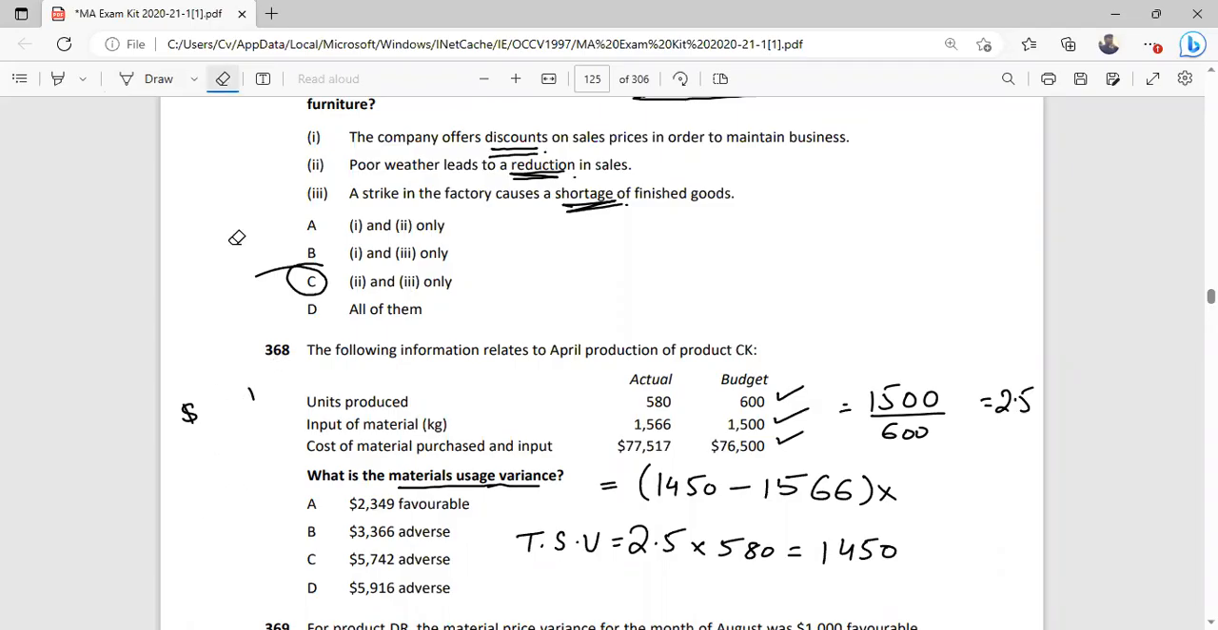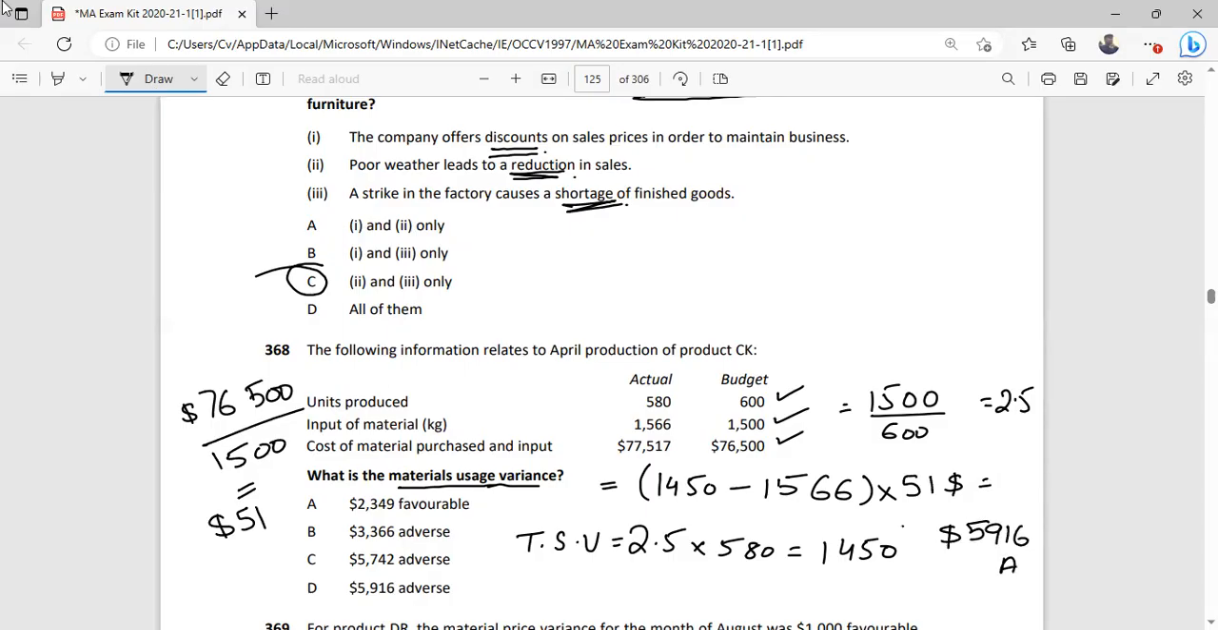Standard or budgeted means what? 76,500 divided by input budgeted 1,500. So you can calculate your budgeted price per kg, 51. So $51 is multiplied here. Standard usage is 1450. Actual is 1566, which is greater than the targeted or standard. So we have 5916 as adverse variance because we are consuming more material in comparison with the targeted or budgeted. Any question?